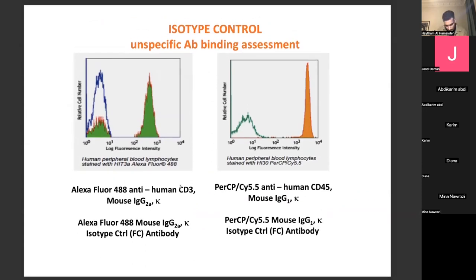Now this part: isotype control. Clear everything from your brain. Now, get an antibody and get a cell. The cell has CD3. The antibody is basically a Y. An antibody has an FAB region, which is specific to CD3 on the cell. And it also has an FC region, which is basically non-specific, so it binds to anything.